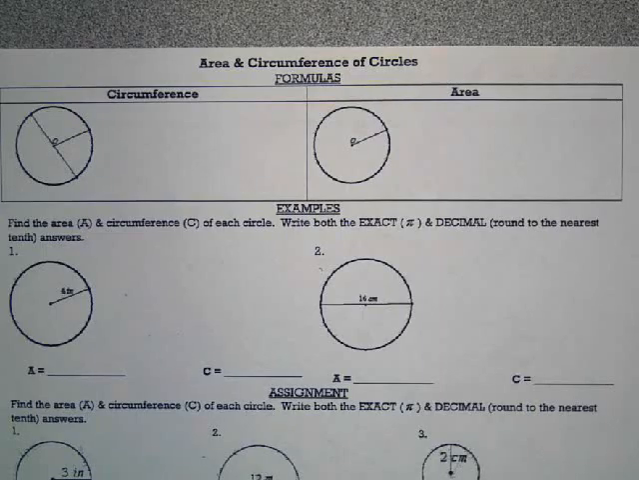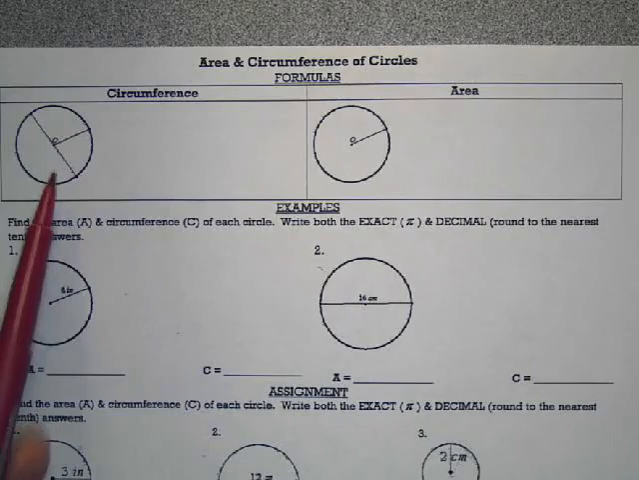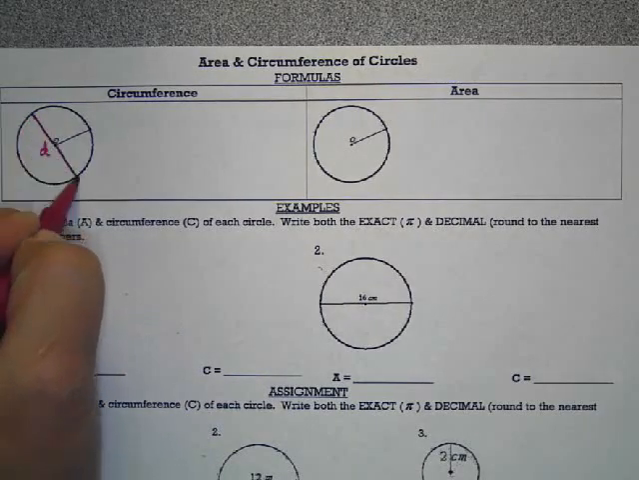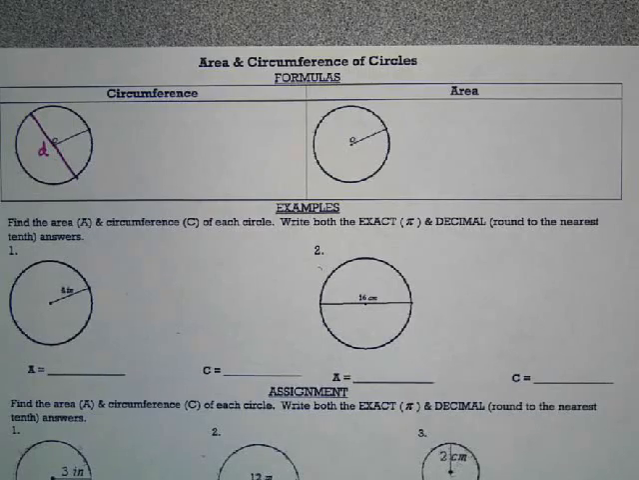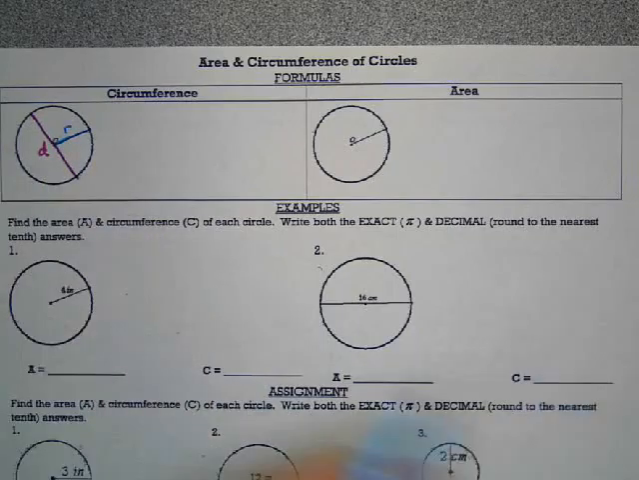We'll do circumference of a circle first. So the circumference has two formulas. It depends on if you're given the radius or the diameter in the circle. The diameter would be this, all the way across, and the radius is here.